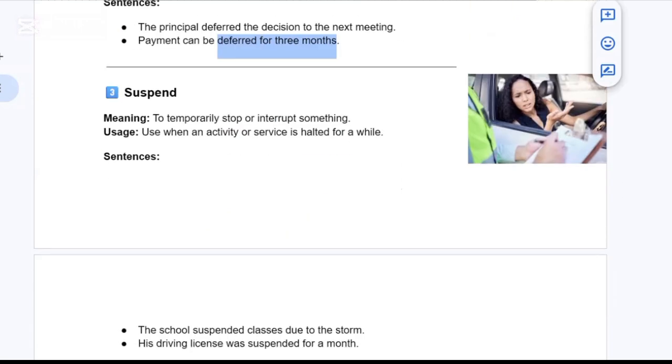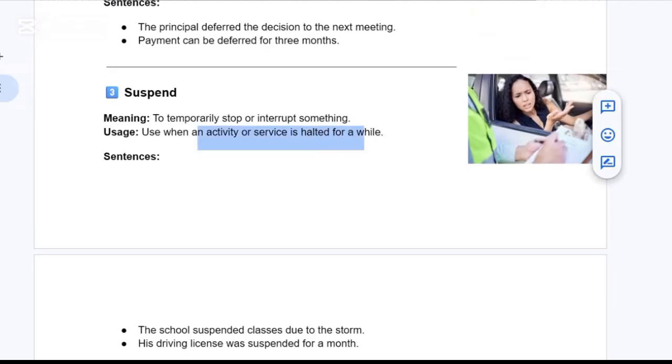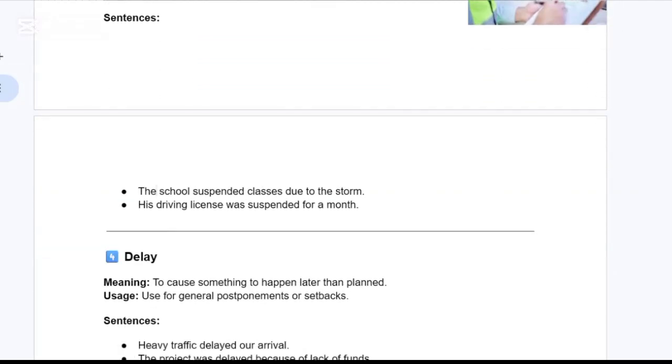Suspend, to temporarily stop or interrupt something. It is used when an activity or service is halted for a while. The school suspended classes due to the storm. His driving license was suspended for a month.